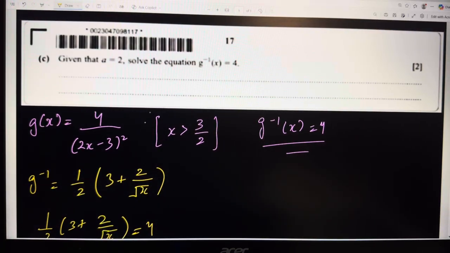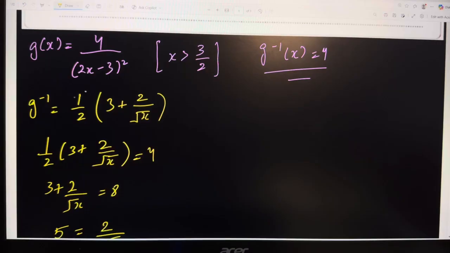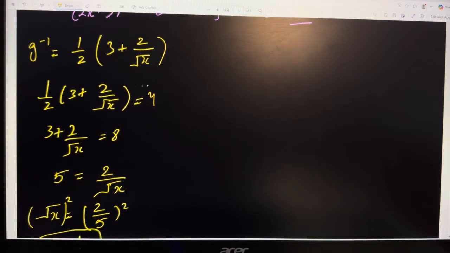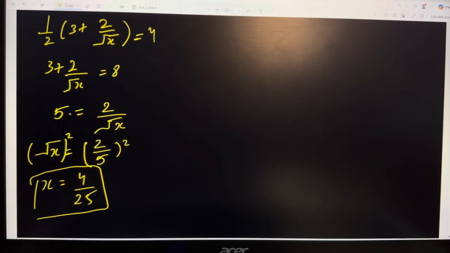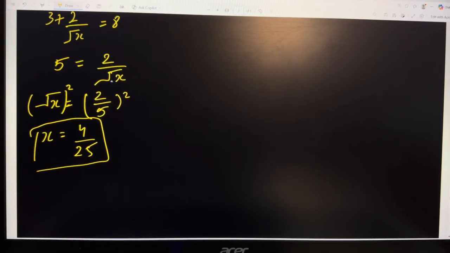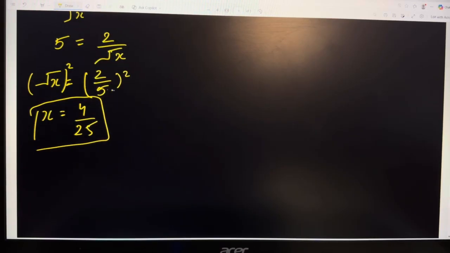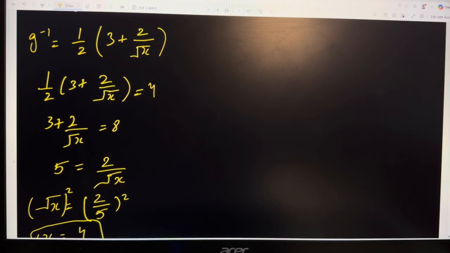So just substitute a into the g inverse function and just take half there, so it's 8, and just minus 3 there, so it becomes minus 3. So 5 is equal to 2 upon under root x, and swap under root x with 5, so it becomes this, and find x. So this is our answer.